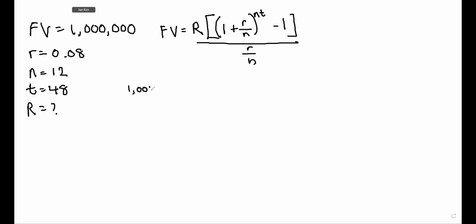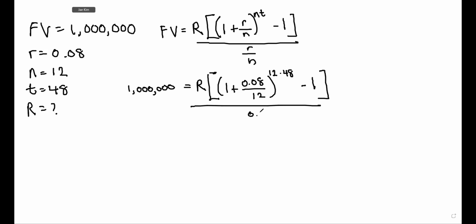So now I'm going to plug in the numbers. I don't know what my recurring payment is. This is 1 plus 0.08 divided by 12. This is 12 times 48 minus 1, over 0.08 divided by 12. So do that bracket portion with me and see if you get the same answer.